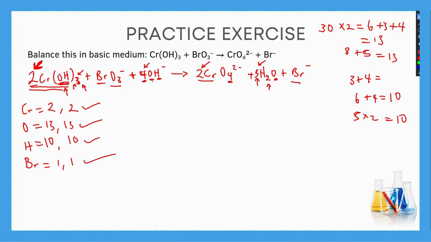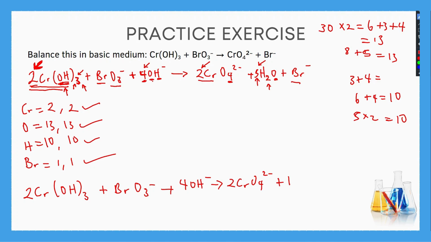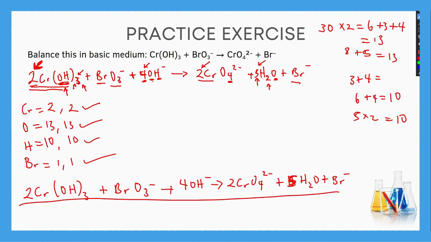If you want to check the charges as well, you would find out that they are also balanced. So our final balanced equation is 2Cr(OH)3 plus BrO3 minus plus 4OH minus, giving us 2CrO4 2 minus plus 5H2O plus Br minus. I'm sure you see how we did this from A to Z. So I took all these steps basically so you could follow each step of the way.